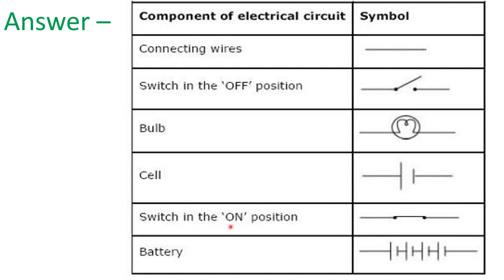Then switch in the on position. Here both the terminals are joined, right? So this will allow the current to flow, hence making the circuit complete. Last one is the battery. By the definition, we know a battery is the combination of two or more cells. If you look at the symbol, you can easily recognize that this battery has 4 cells.